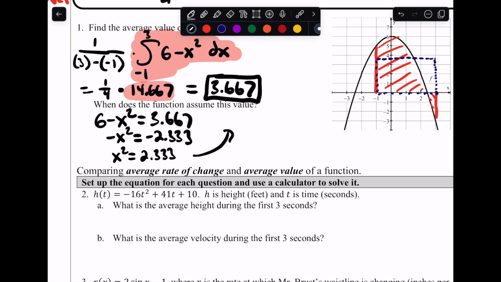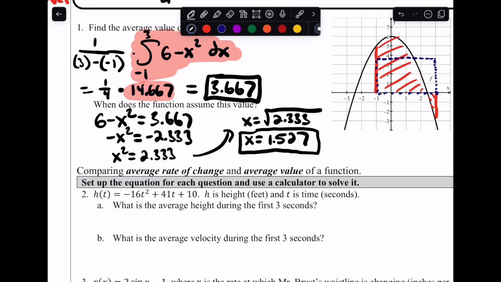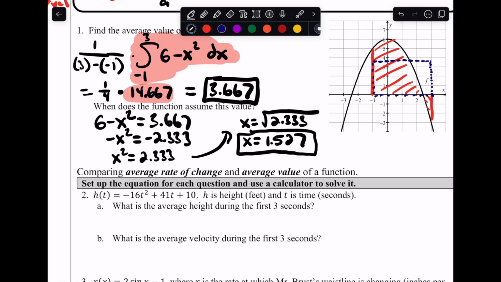And then to cancel out that squared, we can take the square root of each side, meaning that x is going to be equal to the square root of 2.333, which would be about 1.527. And so that would be the value when the function assumes that height of 3.667.